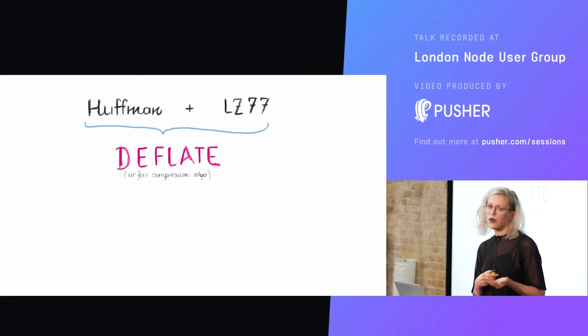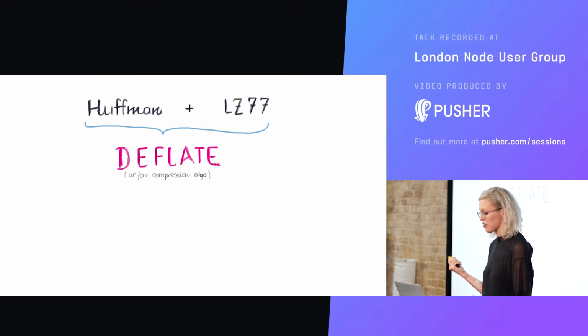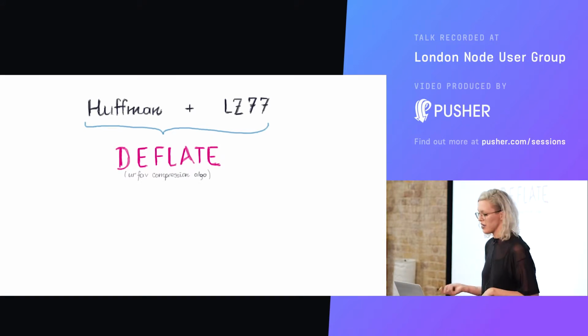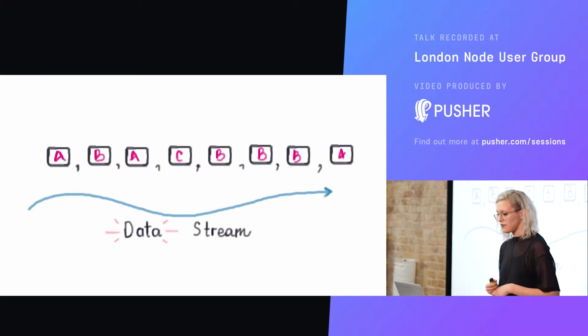But before we get into gzip or brotli or anything of that sort, let's talk about deflate, because deflate is the stem of these compression algorithms. Deflate is made up of two different algorithms: one is called Huffman, and the other is LZ77. Let's dig into what the Huffman algorithm does, because that's what all of these come down to. Essentially, you deal with streams.